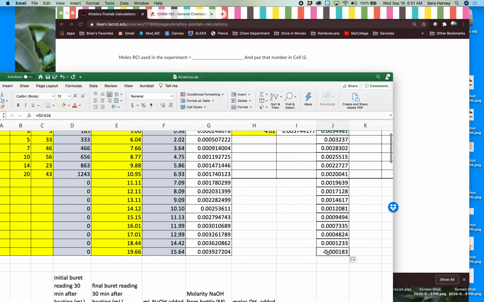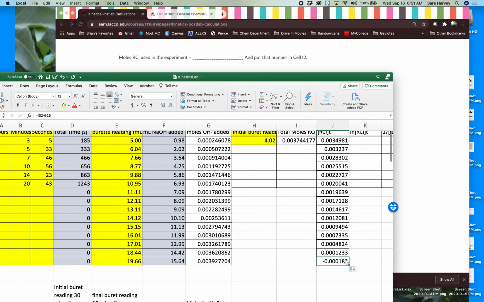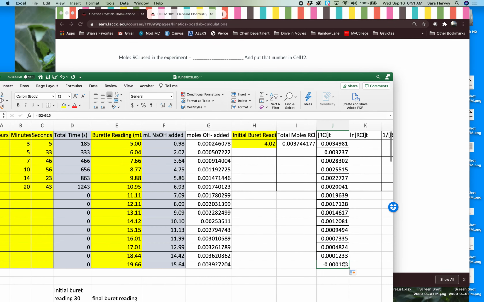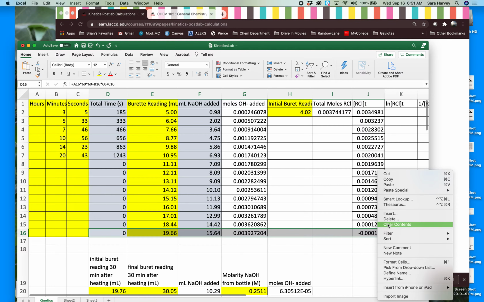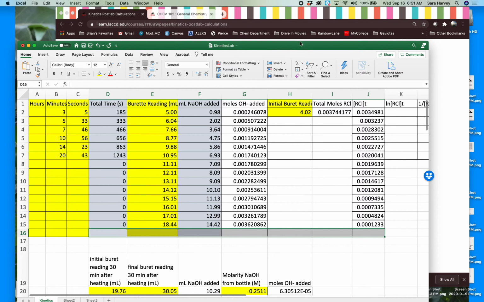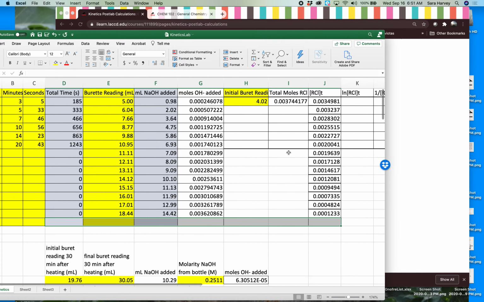You can see I have a negative number here, okay? That's because I made up the numbers that I'm working with, so this is not valid. If you have a negative number because your data is real data, there's a mistake in your calculations. You need to go back and double check what you did and come to me for help. I'm going to go ahead and delete this column so that I don't have to work with any inappropriate numbers when I'm making my graph. But again, if you have a negative number, that means there was a mistake in your data. You need to come to office hours and get help.